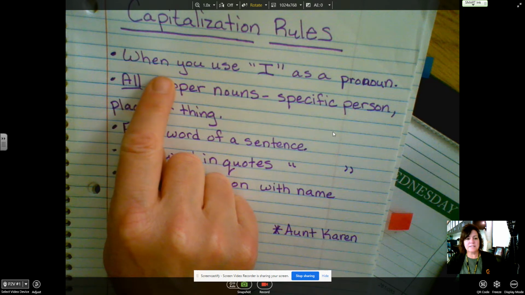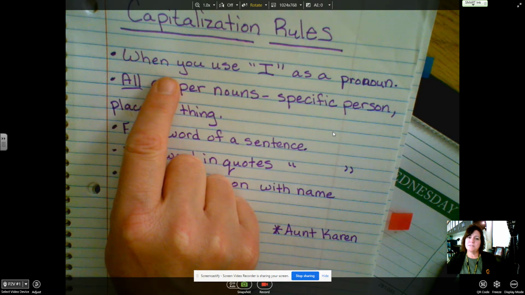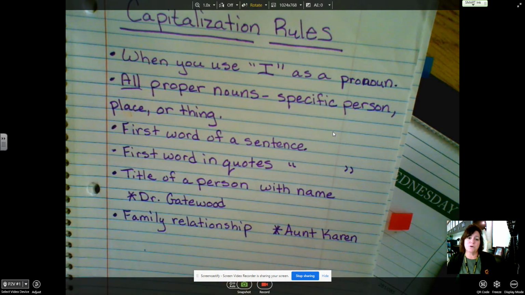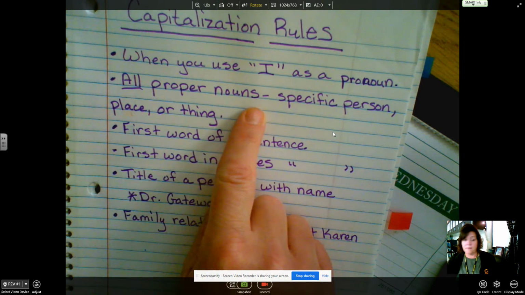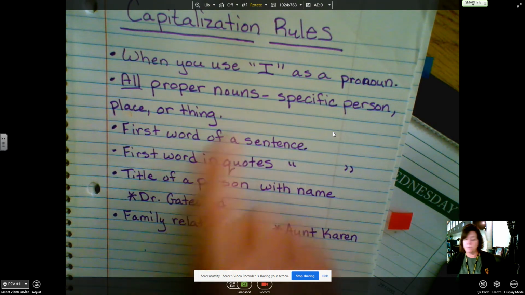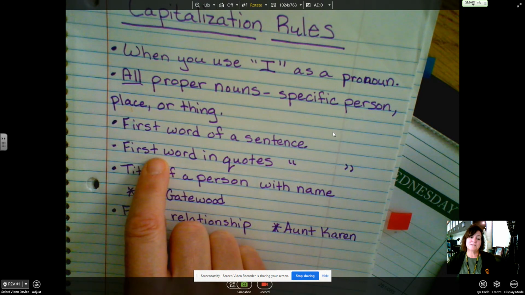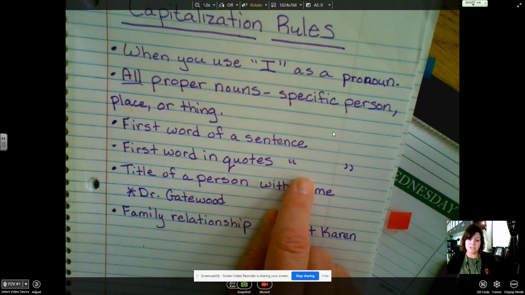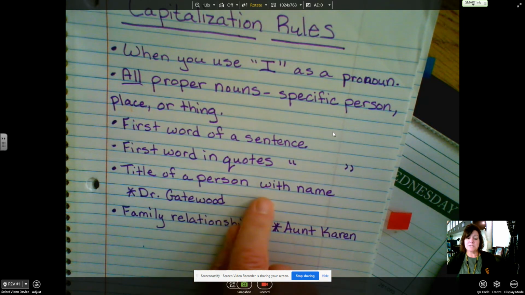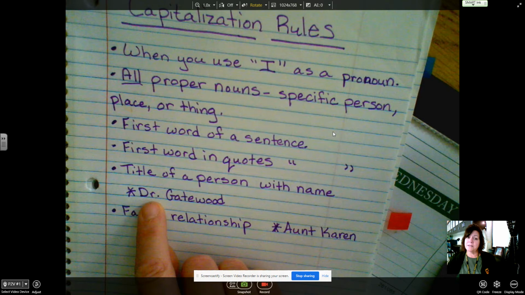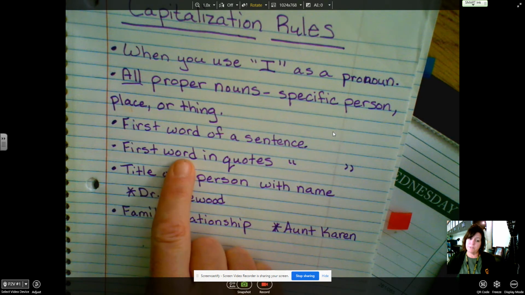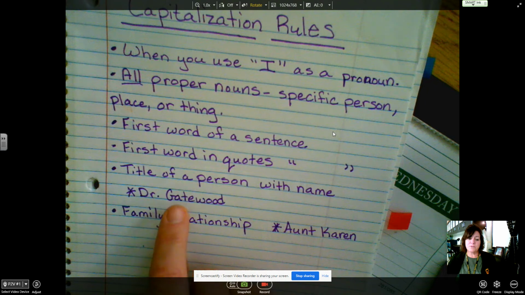One of the times when you capitalize a word in a sentence is when you use the word I as a pronoun, like when you're talking about yourself, when you say I did something. All proper nouns, a specific person, place, or thing, are capitalized. The first word of a sentence should always be capitalized. The first word in a quotation. The title of a person that's with their name, like if you're talking about a specific doctor, which would be a proper noun, you would capitalize both doctor and the name of the doctor.